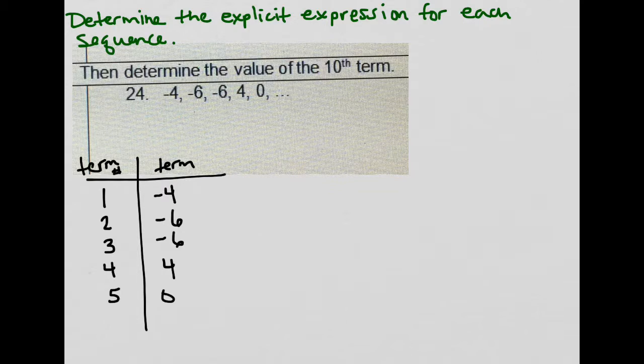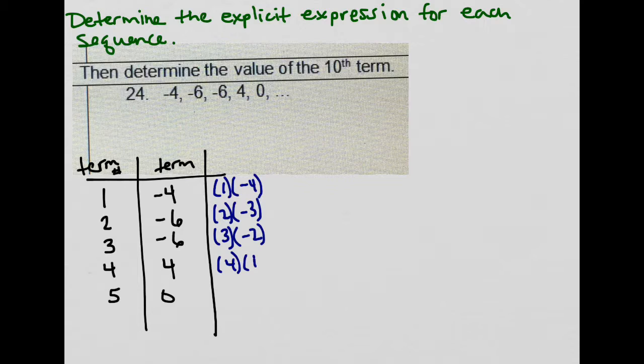So what I want to do is look at what each of these might be if this term here was a product of its term number and something else. So if I were to multiply 1, I would have to multiply it by -4 to get here. This one I would have to multiply 2 by -3. Here I would be multiplying 3 by -2. 4 would be multiplied by 1. And 5 would be multiplied by 0.